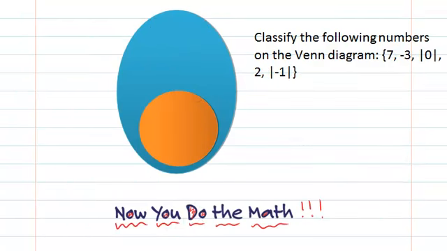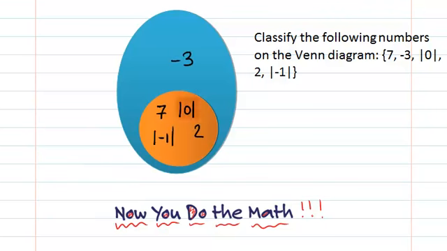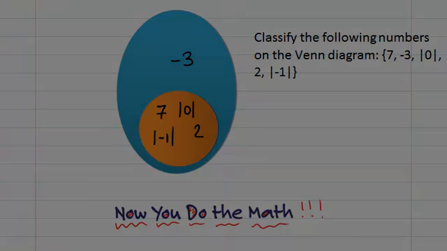Now it's your turn to practice the math. Classify the following numbers on the Venn diagram: 7, -3, the absolute value of 0, 2, and the absolute value of -1. Pause the lesson at this time and try this problem yourself. Now here's the answer. Notice that the absolute value of 0 is still 0 and therefore is a whole number because the distance from 0 to 0 is 0.